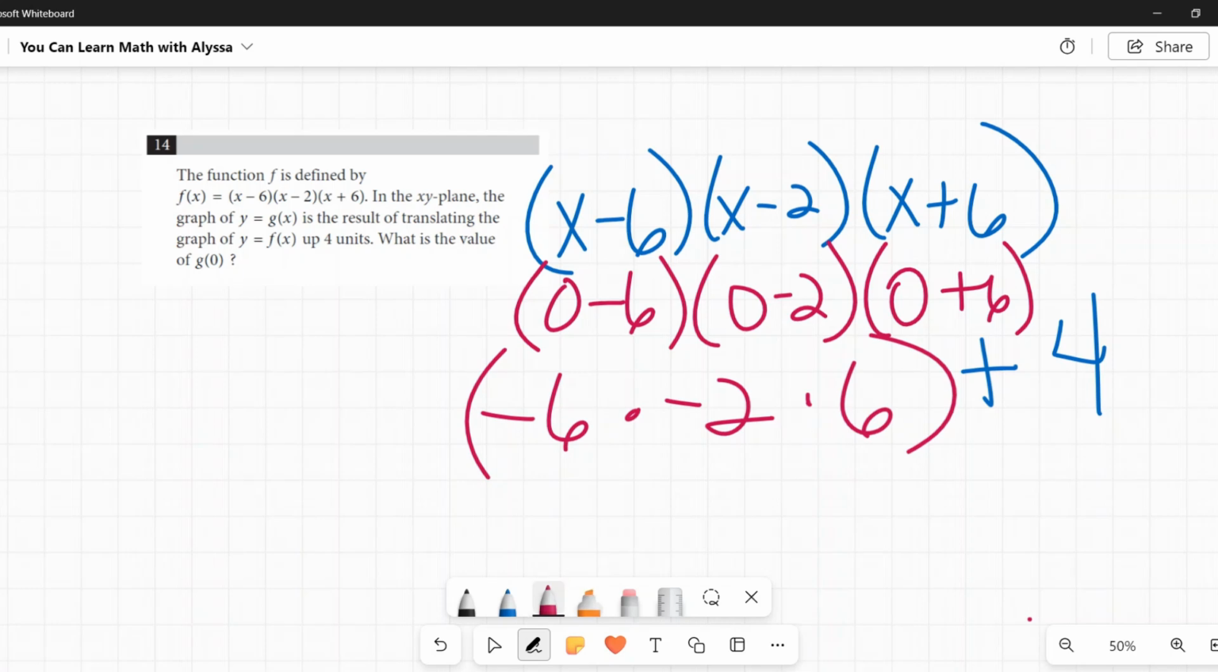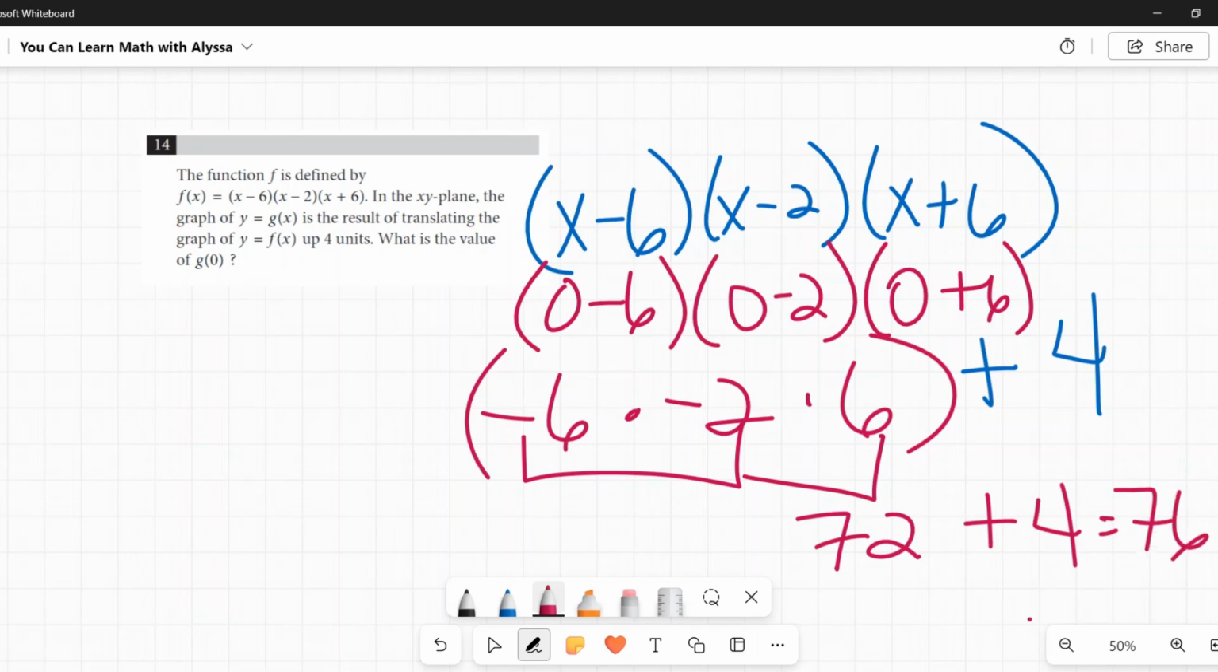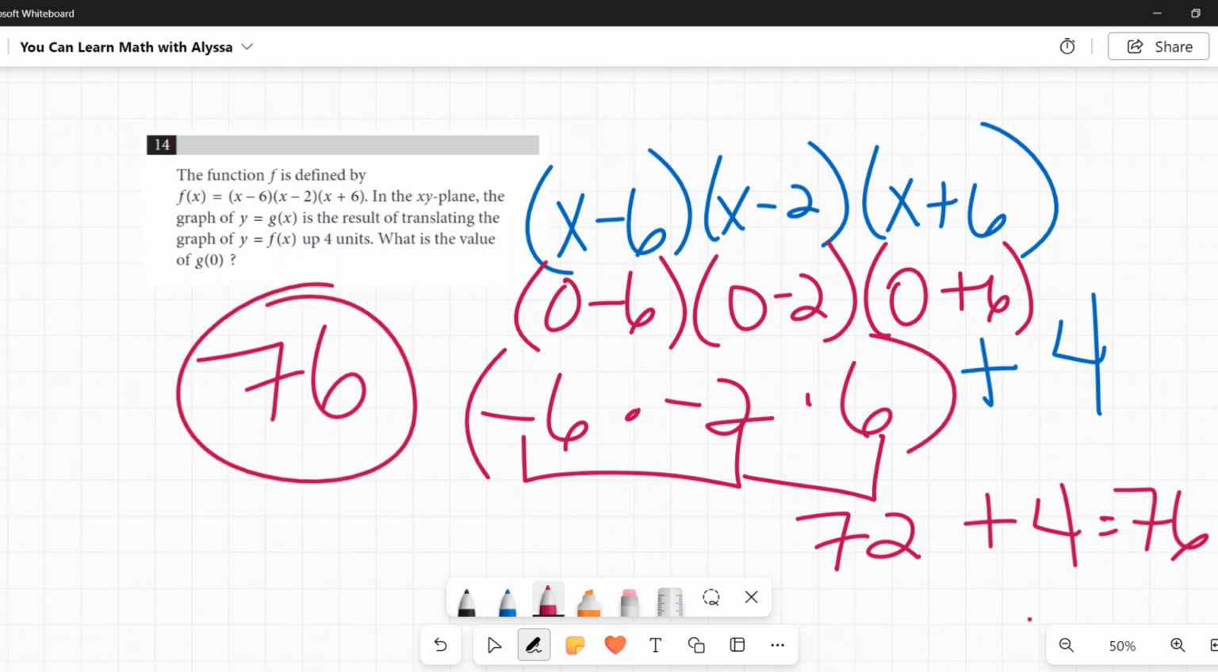And you can multiply these in any order you like. So negative 6 times negative 2 is positive 12. Positive 12 times 6 is positive 72. So I have 72 plus 4. That equals 76. 76 is my answer.